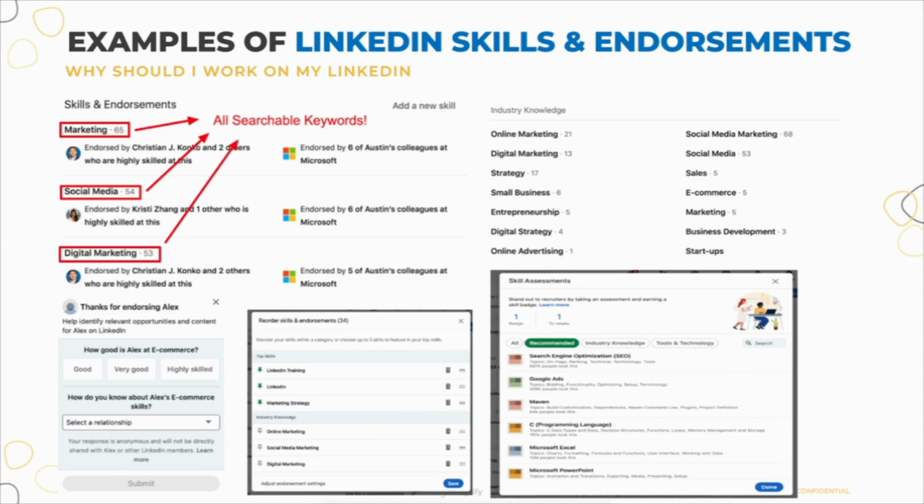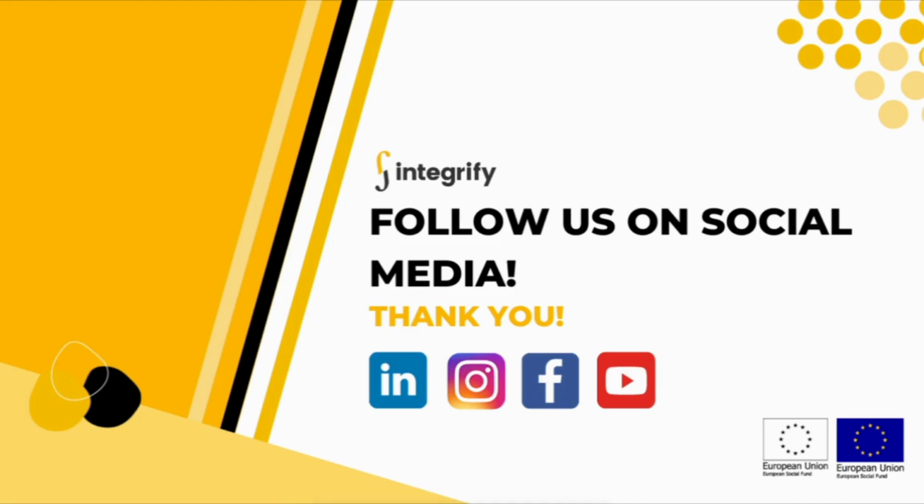I hope this was useful and it gave you a good insight into what a decent LinkedIn profile looks like and what the basic or best practices on the LinkedIn profile are that you should be having.